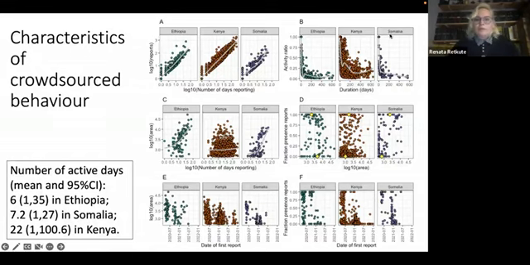However, when we looked at duration of reporting versus activity ratio, we found that overall activity ratio decreased when duration increased, and that is reasonable because it's very hard to be interested and active if you're doing it for very long.